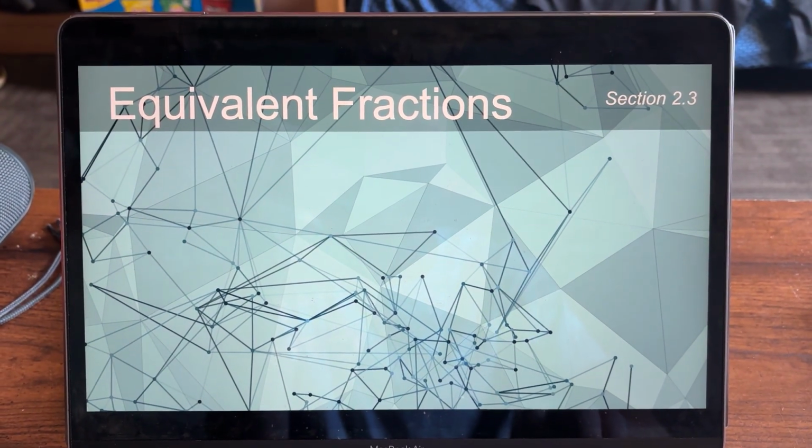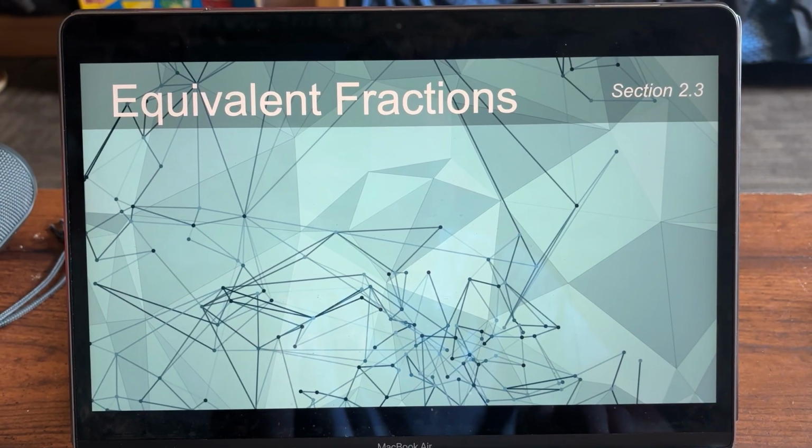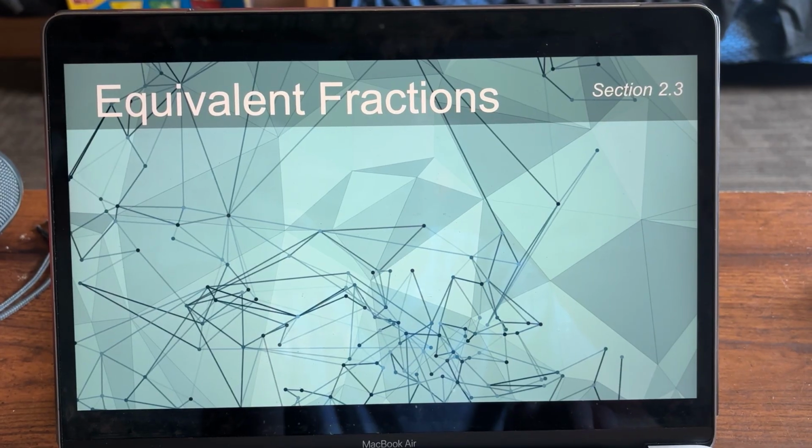Close, and today we will be discussing equivalent fractions. More specifically, how strip diagrams can be used to visually demonstrate the process by which we generate equivalent fractions and explain why the result is equivalent.